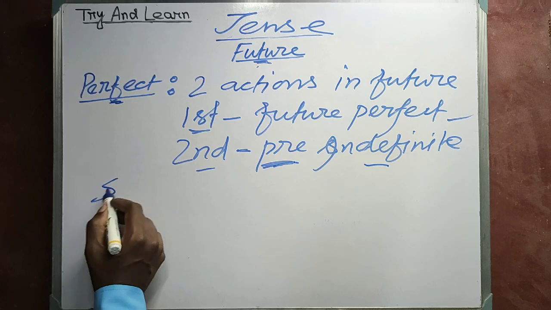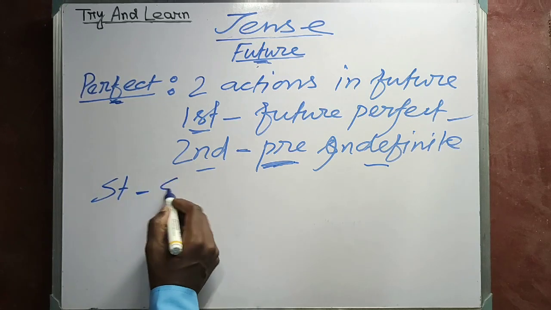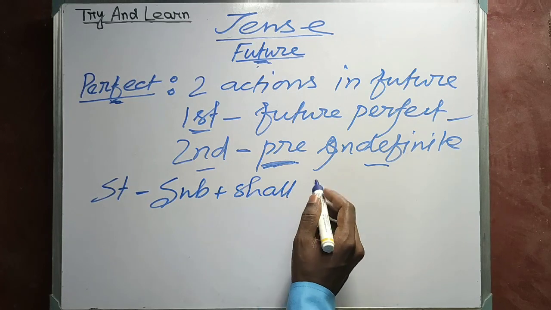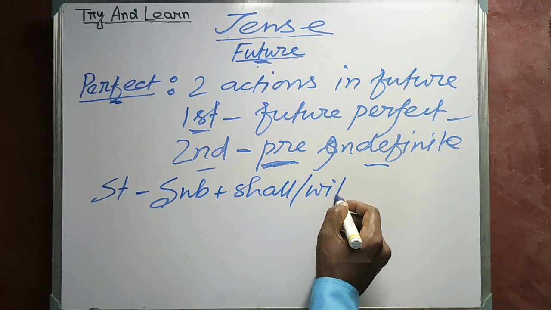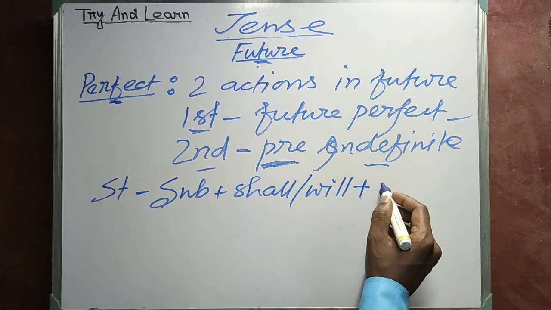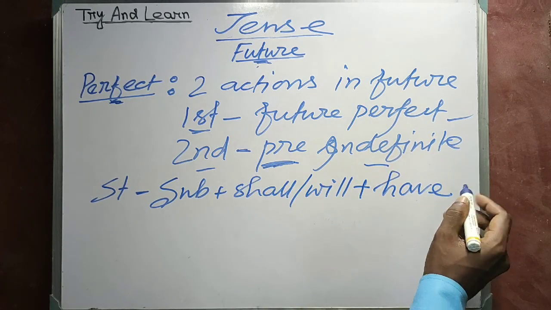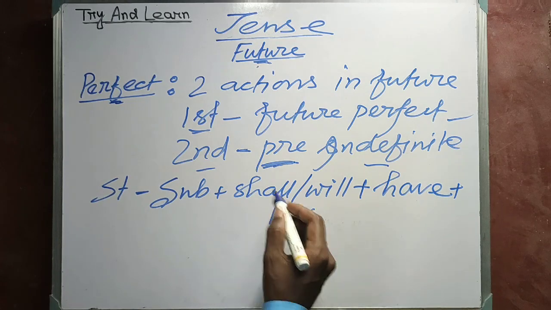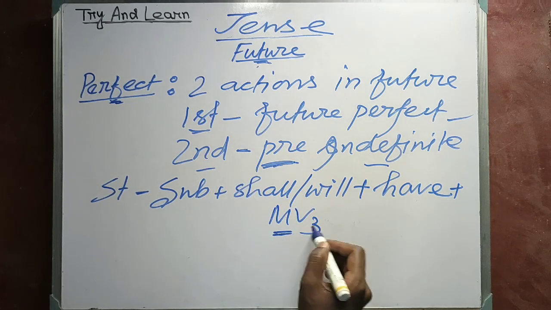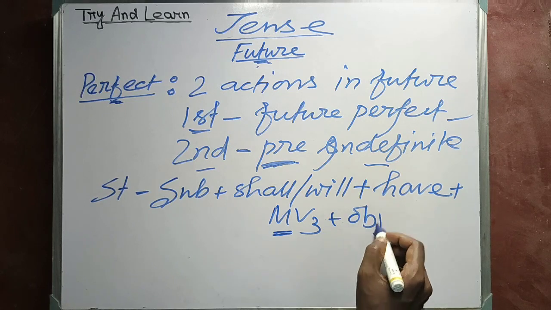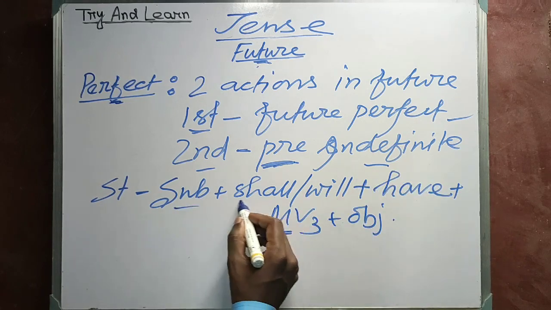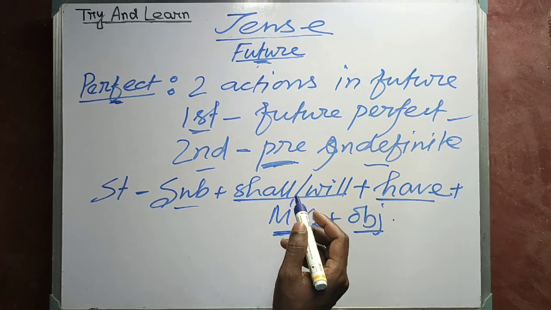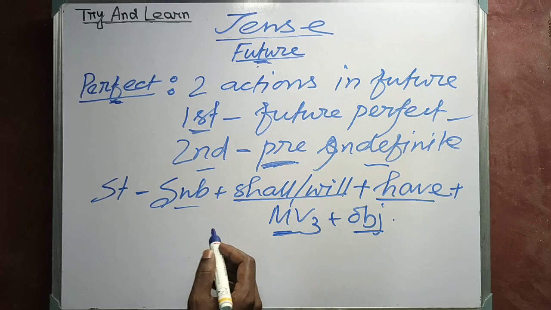Let's see the structure. First subject, then shall or will, as it is perfect, have will come, plus MV3 in perfect tense, which means the third form of the verb, plus object or complement. Subject, shall or will, plus have, MV3, object.